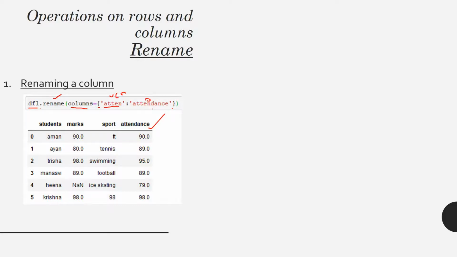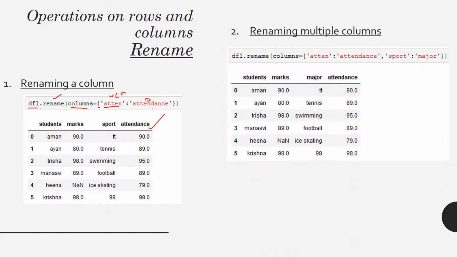Now if I want to change multiple columns, then I have to change only this thing, that there's a need to put a comma over here, and you can use the further column name that you want to change. Here I am changing attend to attendance and sport to major. After running this command, you can see that sport is changed to major. Here you can see that we are having a column name as sport. Now we are having column name as major, and here we are having attendance.